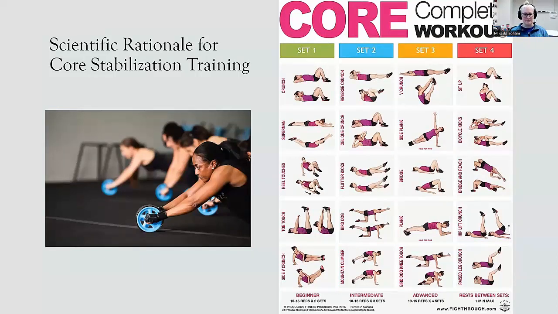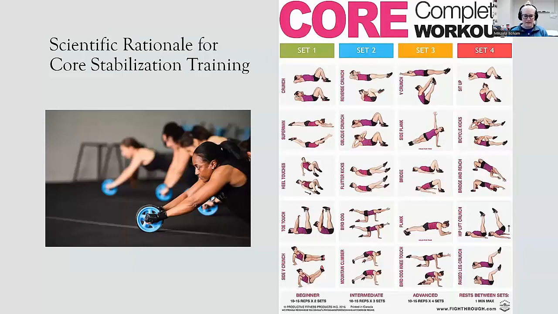Appropriate training stimulus must be prescribed. The time under tension for the muscles must be at least 6 to 20 seconds. The speed of the motion for each exercise should be considered. Decreased cross-sectional area of the multifidus in low back patients. Spontaneous recovery of the muscle does not occur, so core training is necessary to get this muscle back online.